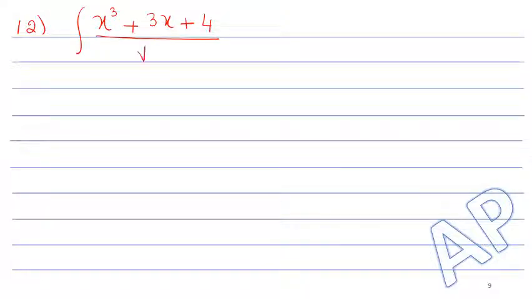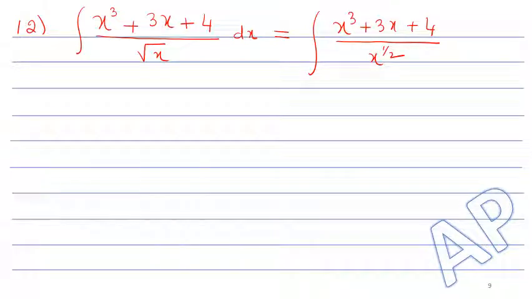Now we will look at question 12, which is to evaluate the integral of x cube plus 3x plus 4 divided by root x dx. So this can be written as integral x cube plus 3x plus 4 divided by x to the power of 1 by 2. Root x means x to the power of 1 by 2.